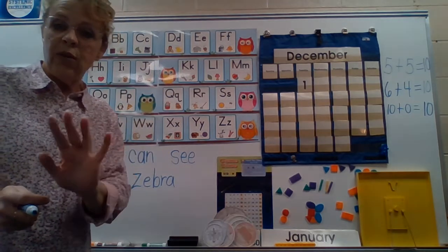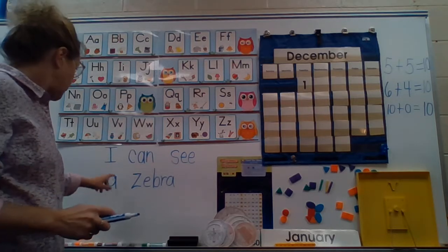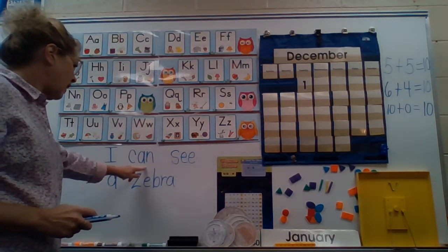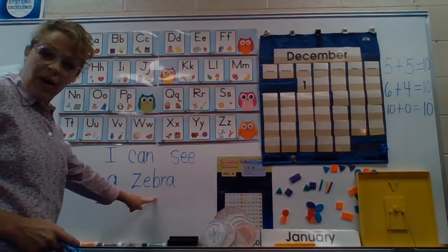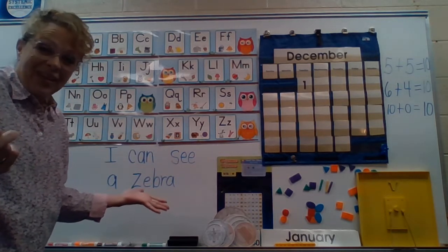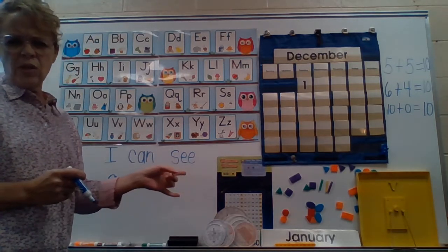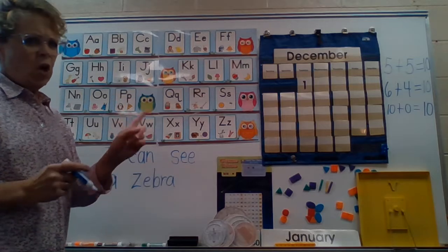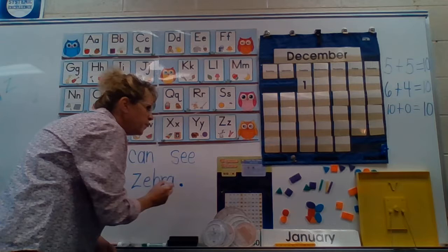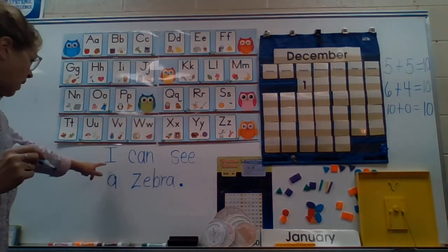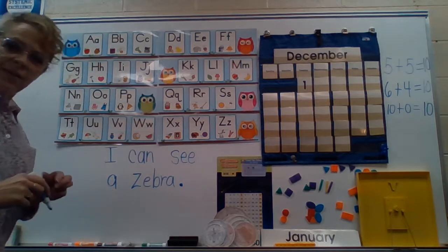Let's read it together and see if we wrote all the words that we meant to finish our thought. I can see a zebra. I finished my thought. What kind of a mark do I need to put at the end? Is this a question? No, it's not a question. So it just needs a period. Okay. I can see a zebra.